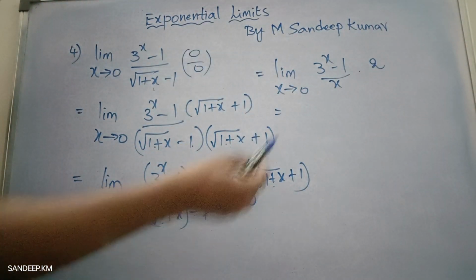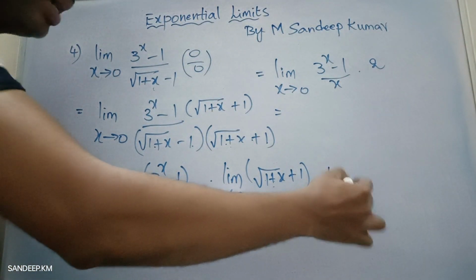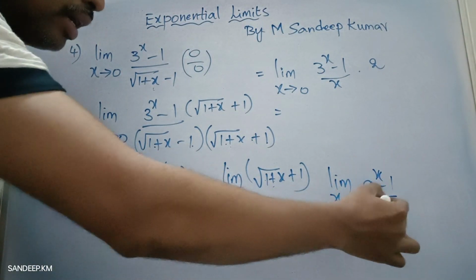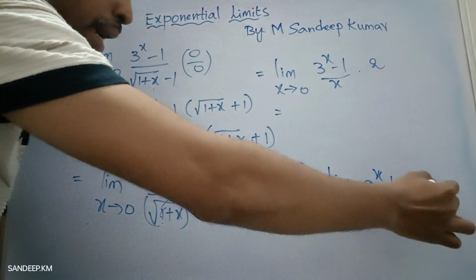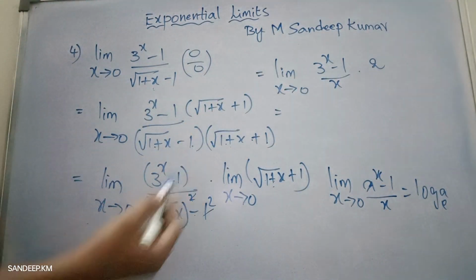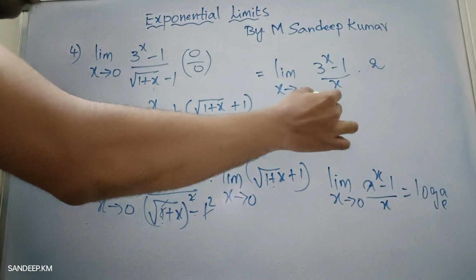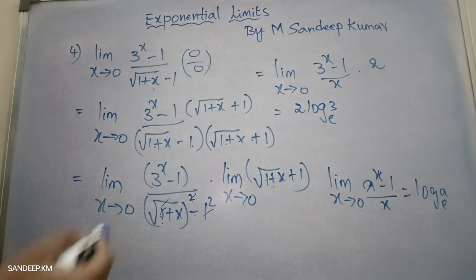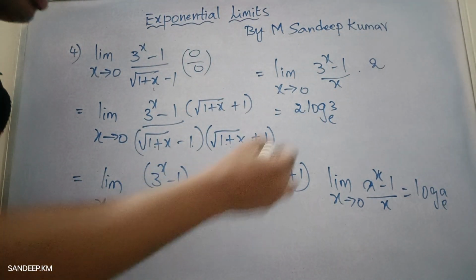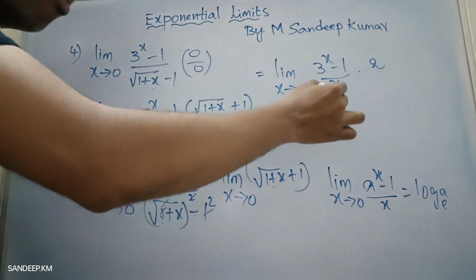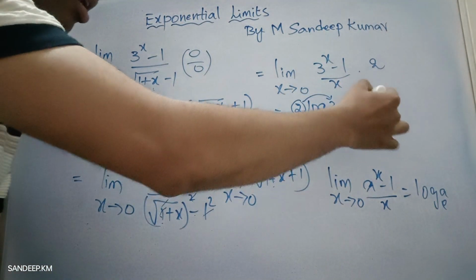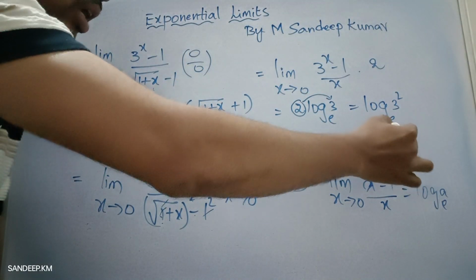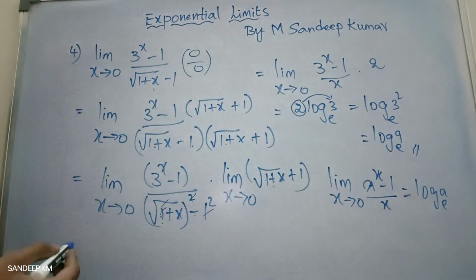And dear students, now we already know that limit x approaches 0, a power x minus 1 by x equal to log a base e. I can use that formula here. So this becomes log 3 base e with what coefficient? 2. And in properties of logarithms, we learned that this 2 can become the power of 3 here. So it becomes log 3 square base e, which is equal to log 9 base e. This is the final answer.